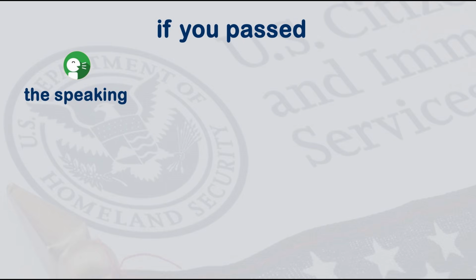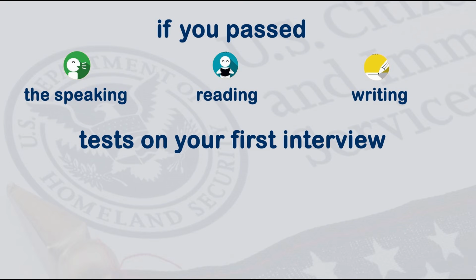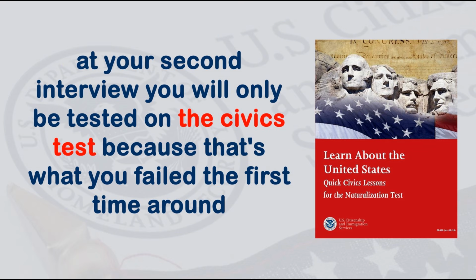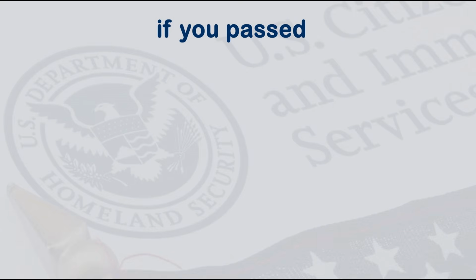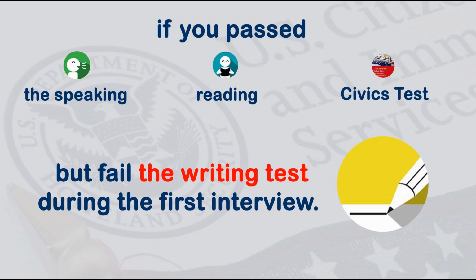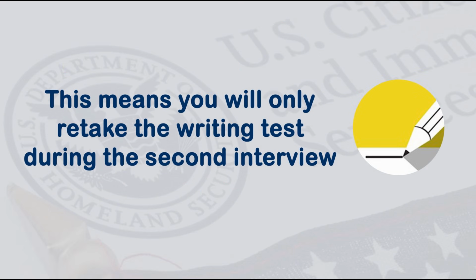For example, if you pass the speaking, reading, and writing test on your first interview, but you failed the civics test, at your second interview, you will only be tested on the civics test because that's what you failed the first time around. Another example: if you pass the speaking, reading, and civics test, but failed the writing test during the first interview, this means you will only retake the writing test during the second interview.